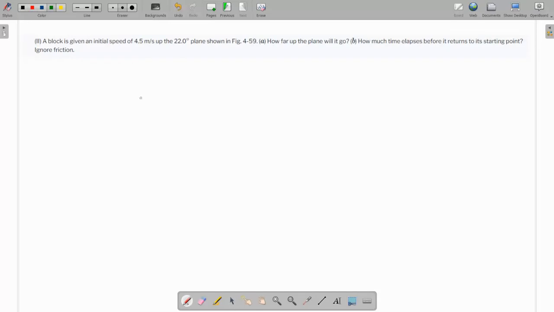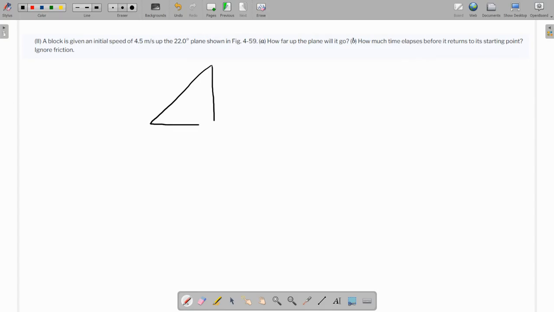Let's talk about this question. It says that a block is given an initial speed of 4.5 meters per second up a plane which is at 22 degrees of inclination. So how far up the plane will the block go, and how much time elapses before it returns to the starting position? We have to ignore the friction. So it looks something like this.